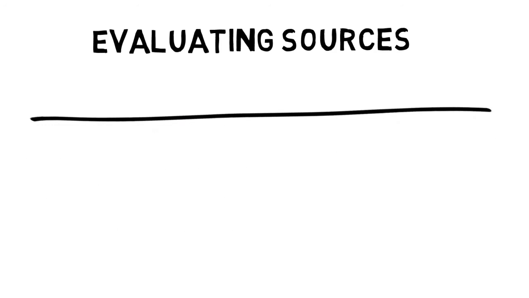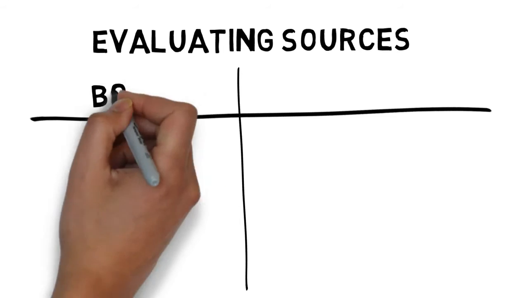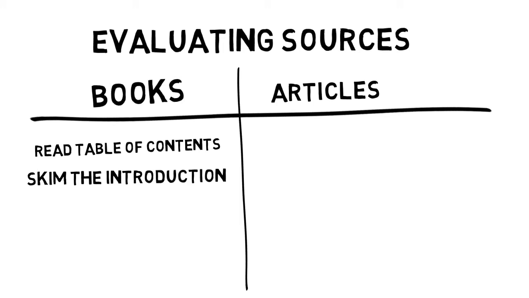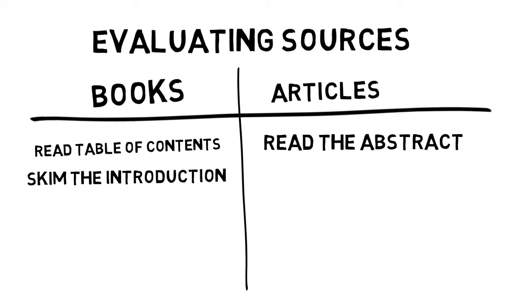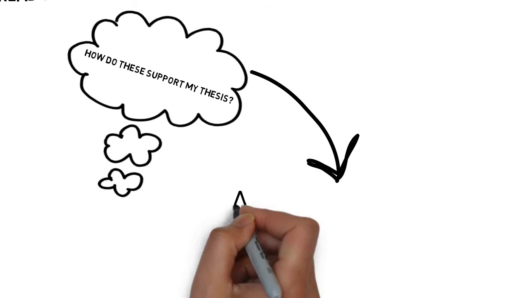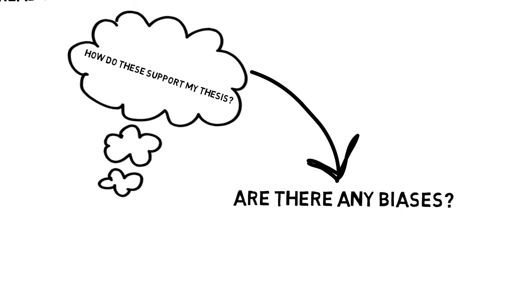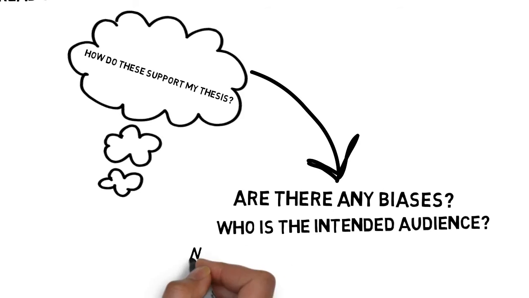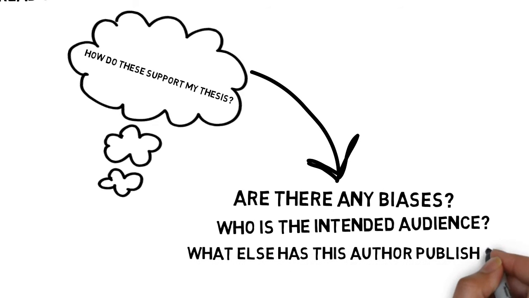Which brings us to step 3, evaluating sources. Luckily, it's easy to evaluate sources if you know what you're looking for. For example, in books, read the table of contents and skim the introduction. In articles, read the abstract and take a look at the conclusion paragraph. How do these sources support your thesis? Look for biases which may affect the paper's conclusions. Consider how the intended audience may affect the source's purpose. Check to see what else the author has published. The more presence they have in the scholarly community, the more authoritative their viewpoints will be.